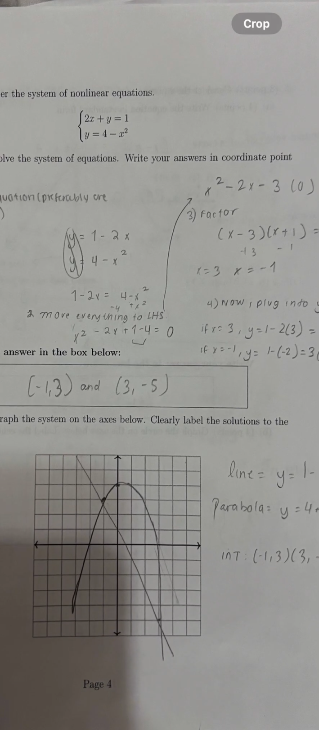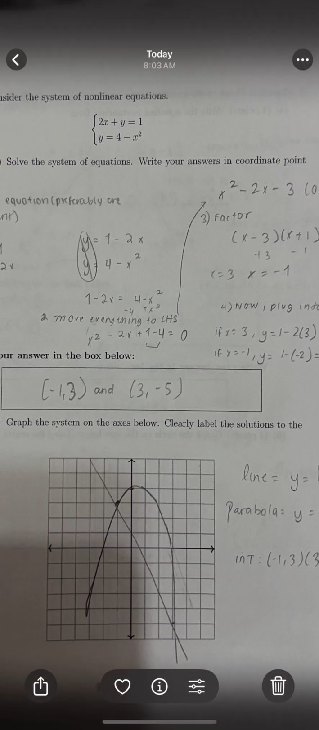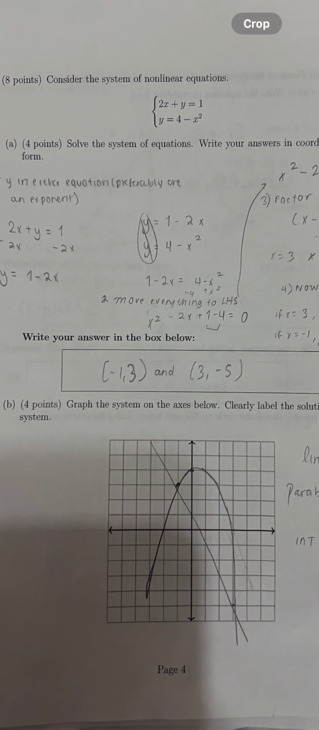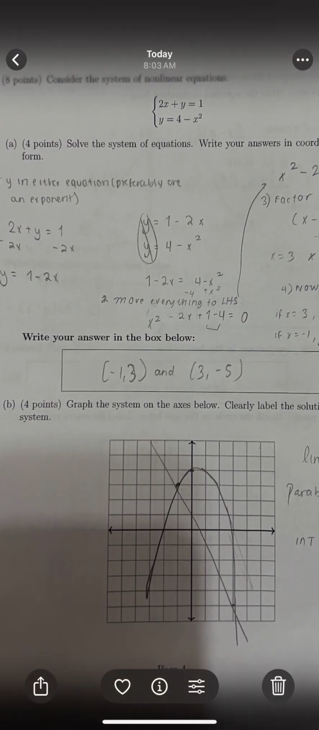We basically can just eliminate the y's. We are left with 1 minus 2x equals 4 minus x squared. The second step is to move everything to the left-hand side. So we add x squared and subtract 4, and our new equation is going to be x squared minus 2x plus 1 minus 4 equals 0.